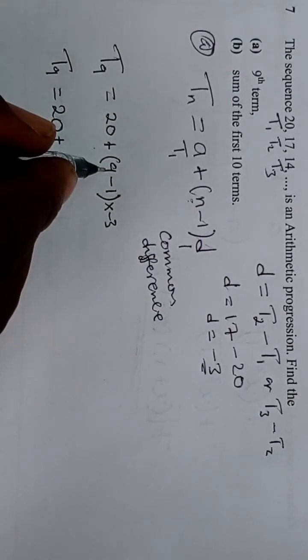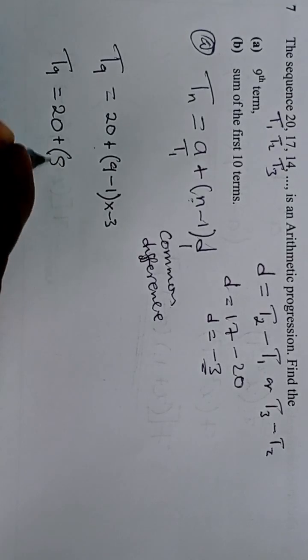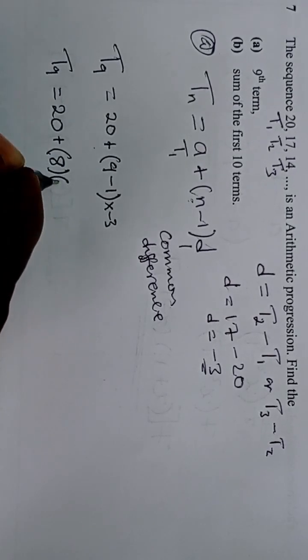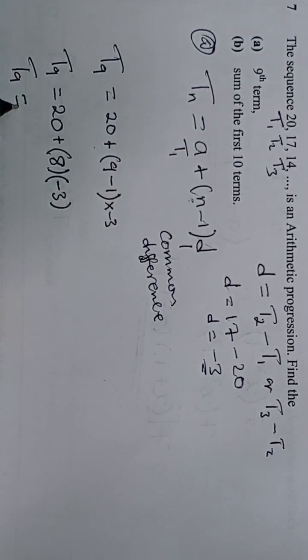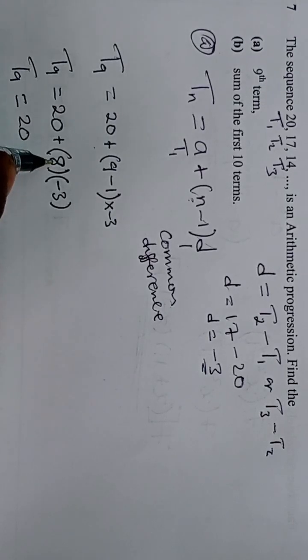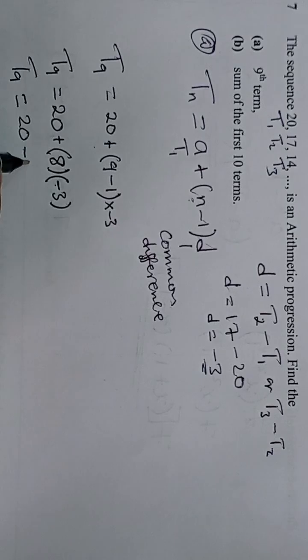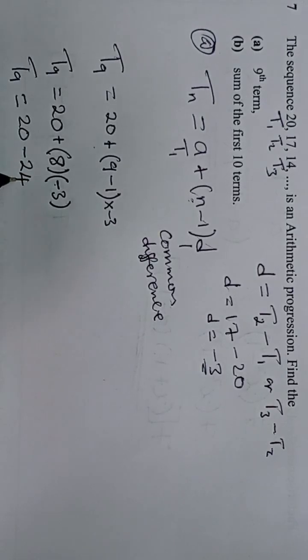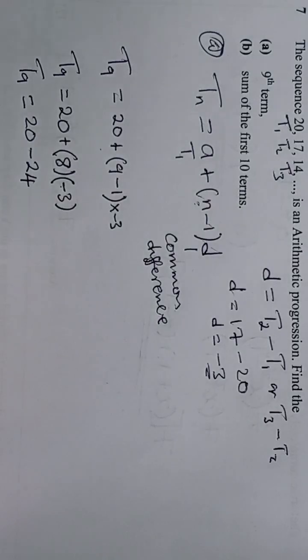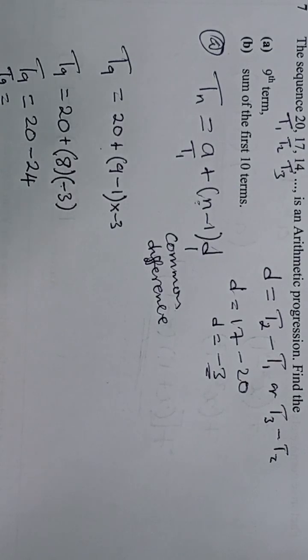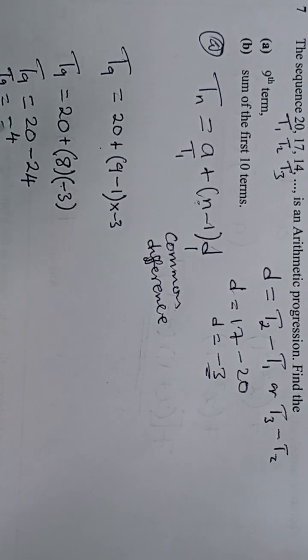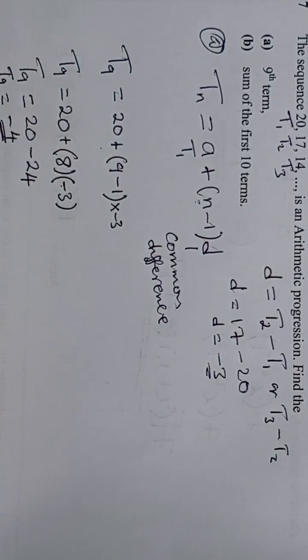So the ninth term is equal to 20 plus 9 minus 1, that is 8, times negative 3. So the ninth term is equal to 20, and 8 times negative 3 is negative 24. So the ninth term is equal to 20 minus 24, that is negative 4. That is the ninth term.